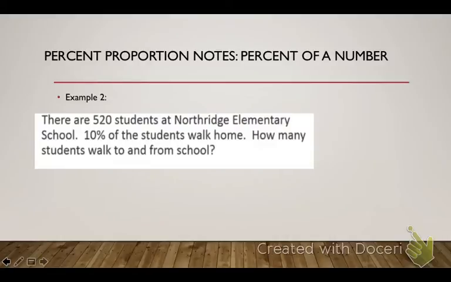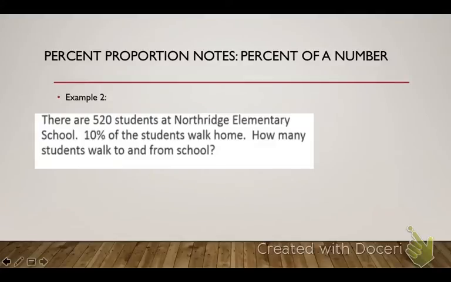Example 2 is a word problem. Now, I don't want you to panic, because we're looking at it just like we did the previous problem. The previous problem was, what is 20% of 40? Now let's read this one and see what we got. There are 520 students at Northridge Elementary School. 10% of the students walk home. How many students walk to and from school?